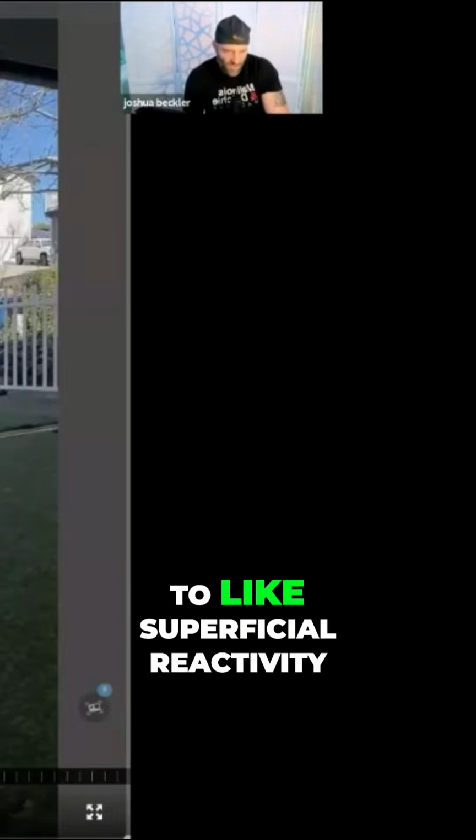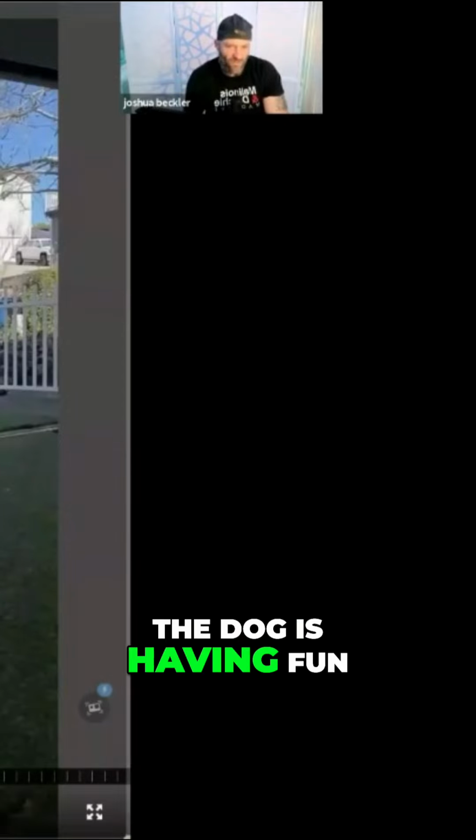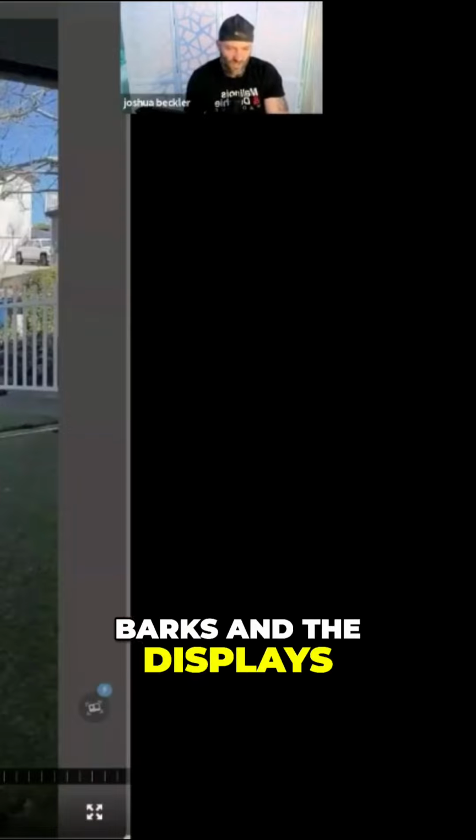When it comes to superficial reactivity, or even this, which is just this dog's excited and he gets a kick out of barking, there's probably a little bit of dopamine response happening. The dog is having fun. It's an understimulated dog that's literally unleashing the barks and the displays and having a good time while doing so. So with that dog, exposure work at distances might work. You're probably going to spend 6 months and it's not going to be efficient.